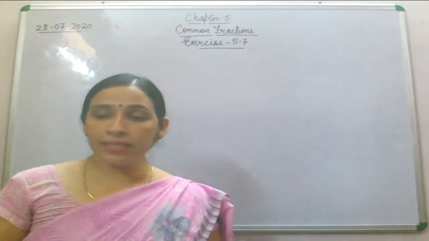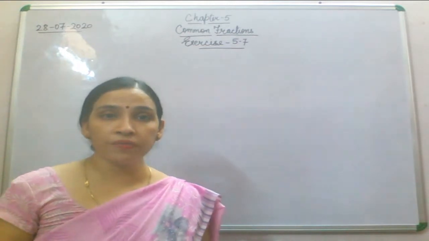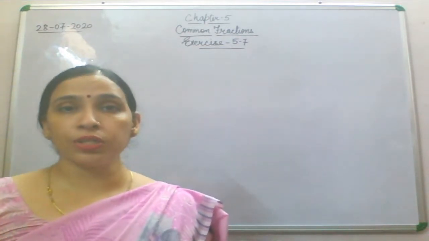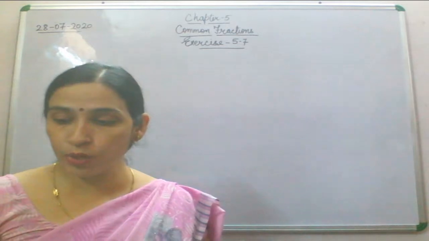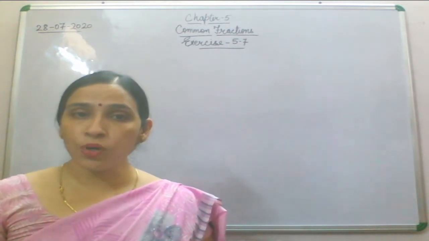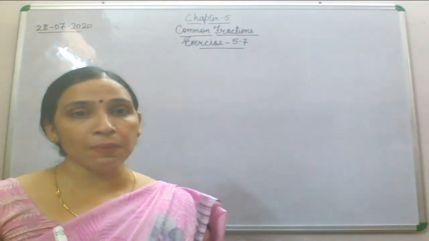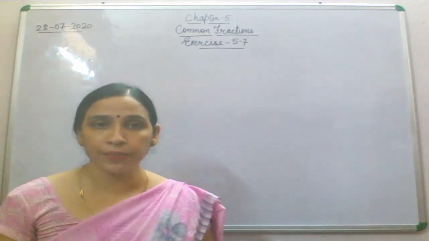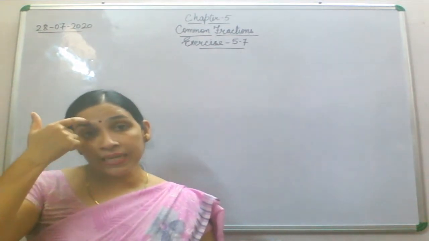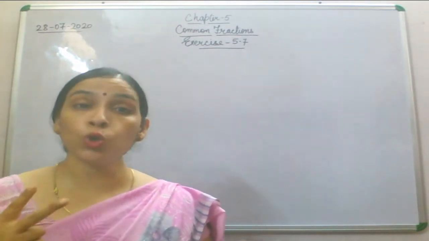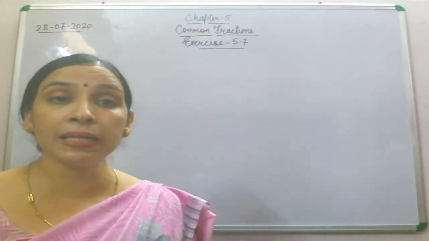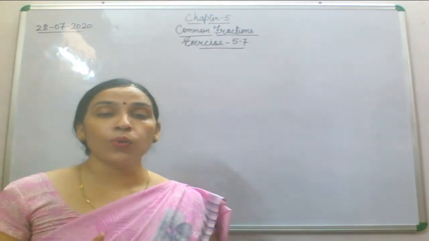So children, let's start with the word problem of division. That is your question number 10 of exercise 5.7. Now first of all, I'll read out the question and I'll make you understand what is the question. Now the question number 10 is the product of two numbers is 8 by 15. Now what is given to you?